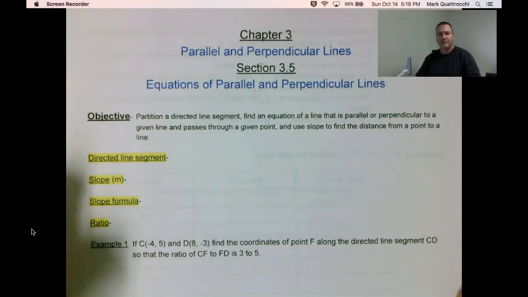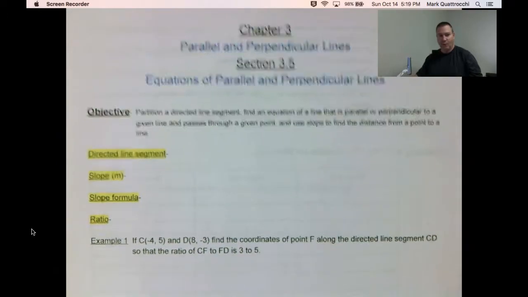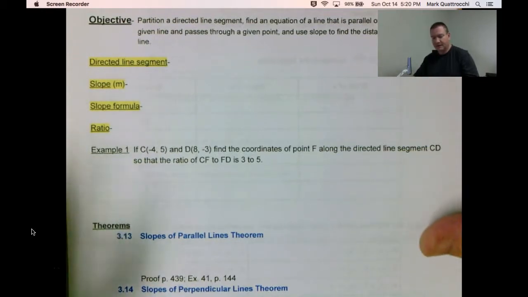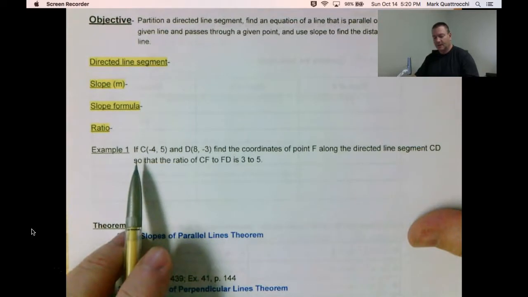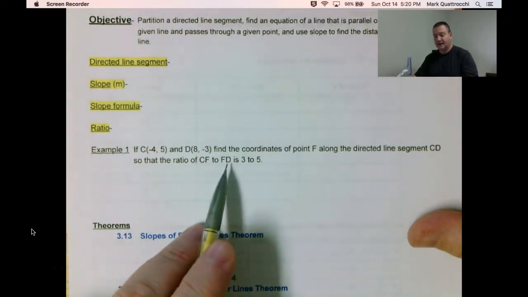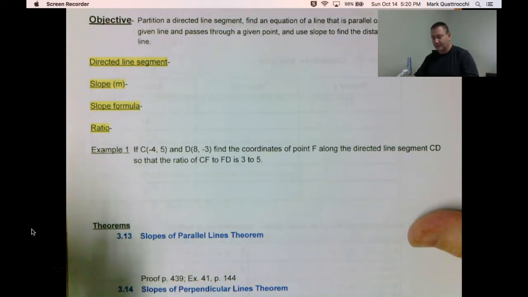Everyone, section 3.5, equations of parallel and perpendicular lines. So example 1 is kind of tricky, not going to lie. It's a little harder than it might look originally. If C and D have these coordinates, find the coordinates of point F along the directed line segment CD so that the ratio of CF to FD is 3 to 5. And you would think that we're going to use a 3/5 ratio, but we're actually not. We're going to use a 3/8 ratio, and I'm going to hopefully be able to explain that in a minute.